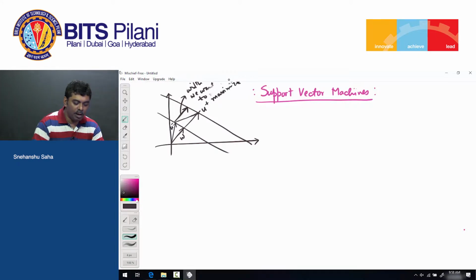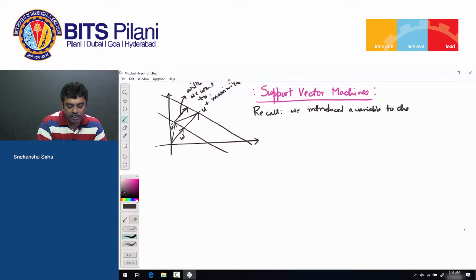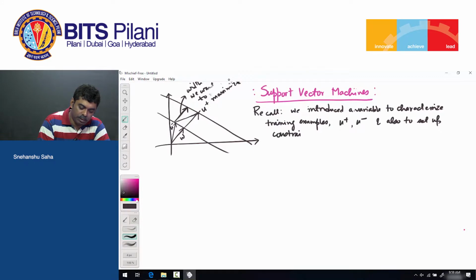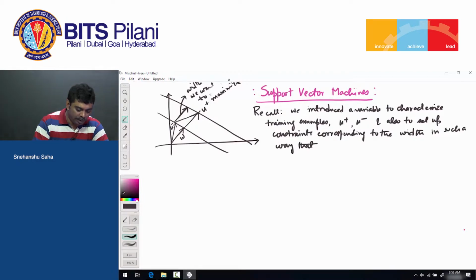All right, so how do we do that? If you recall, we introduced a variable to characterize training examples, and also to set up constraints corresponding to the width in such a way that we don't want any of the training examples to fall here.